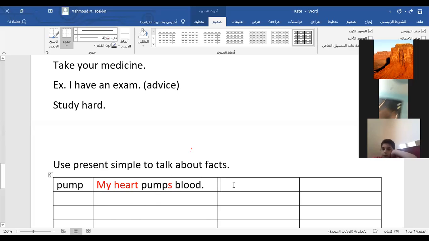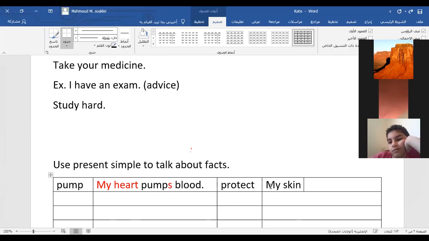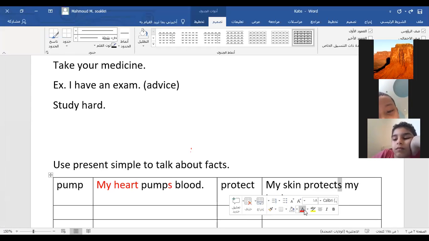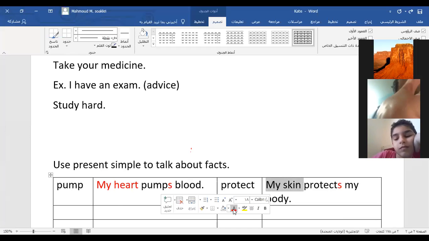Another example, the verb protect. The verb protect ends with T. But when we use it in present simple with my skin, we add S to the end of the verb. My skin protects my body. Look, we add S here. Why? Because the subject is my skin and it is a singular subject.